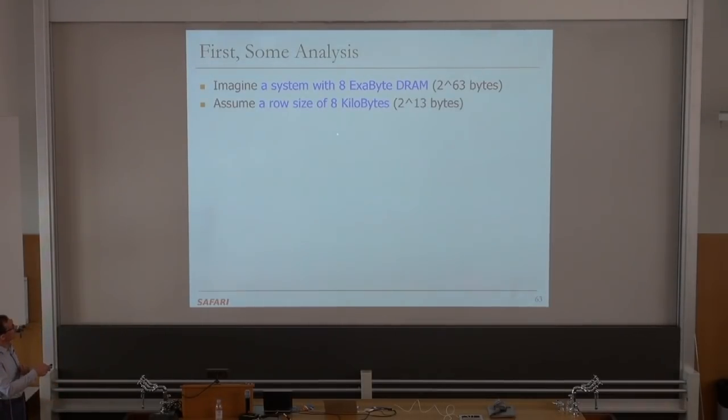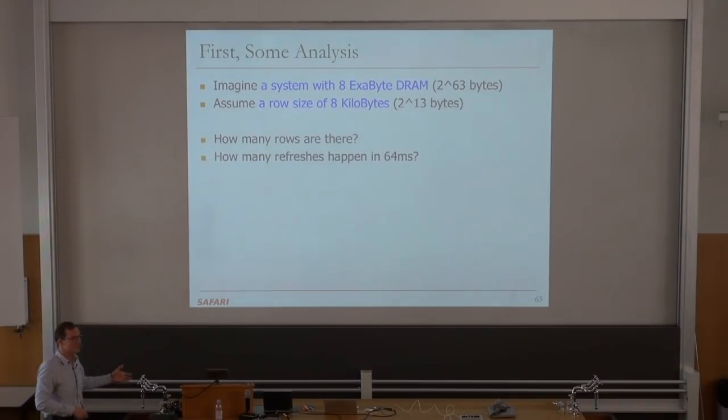Assume a row size of 8 kilobytes, 2 to the 13 bytes. I made it easy for you here. The 8s cancel out. Basically, how many rows are there? This is an easy question. That's 2 to the 50, right? How many refreshes happen in 64 milliseconds? Well, that's 2 to the 50, right?